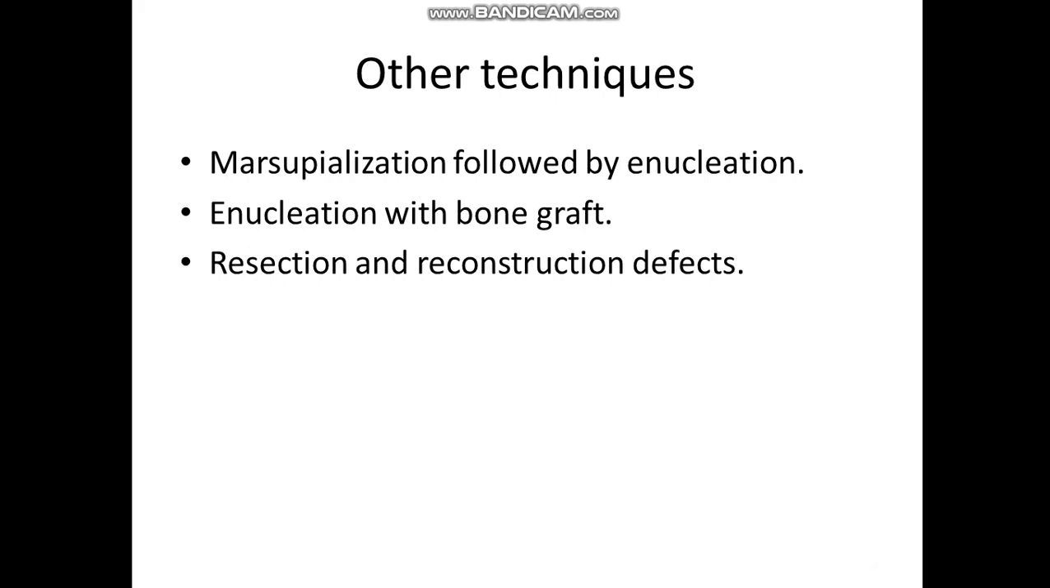Actually, enucleation can be done after 3 to 6 months. That means, first of all, in marsupialization, when the cystic lesion decreases in size, after 3 to 6 months, we can use enucleation. Sometimes we can use enucleation with bone graft, as I mentioned before.